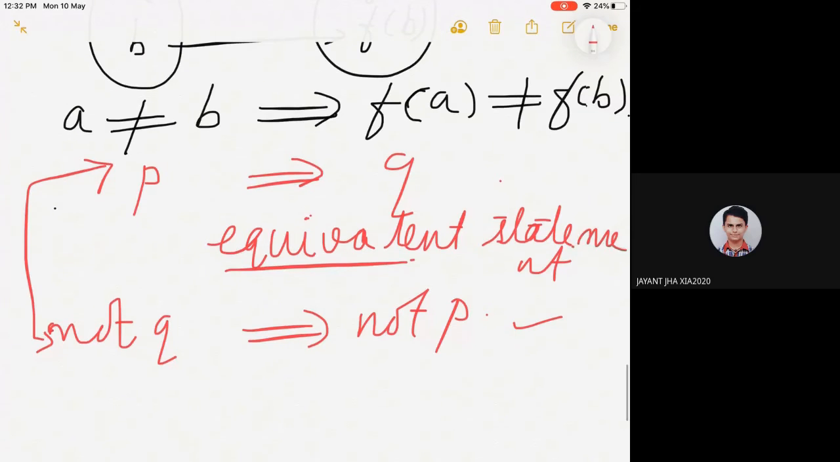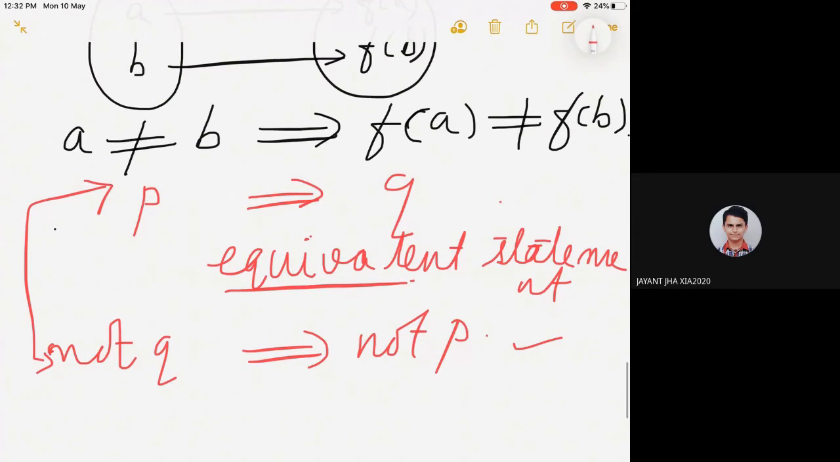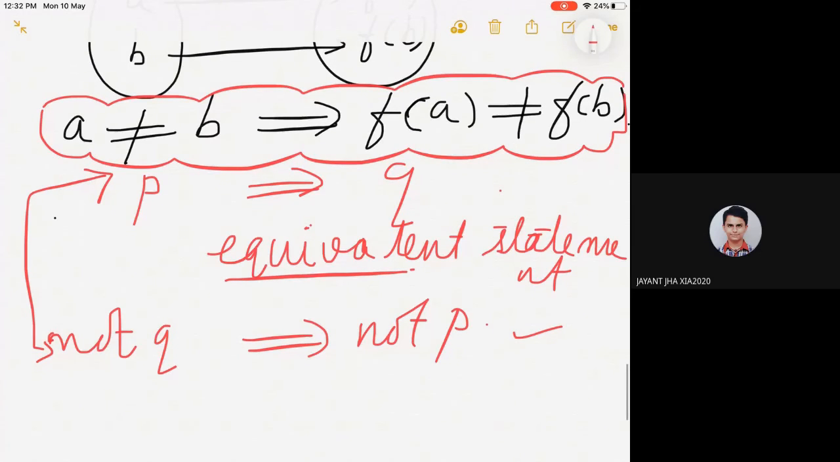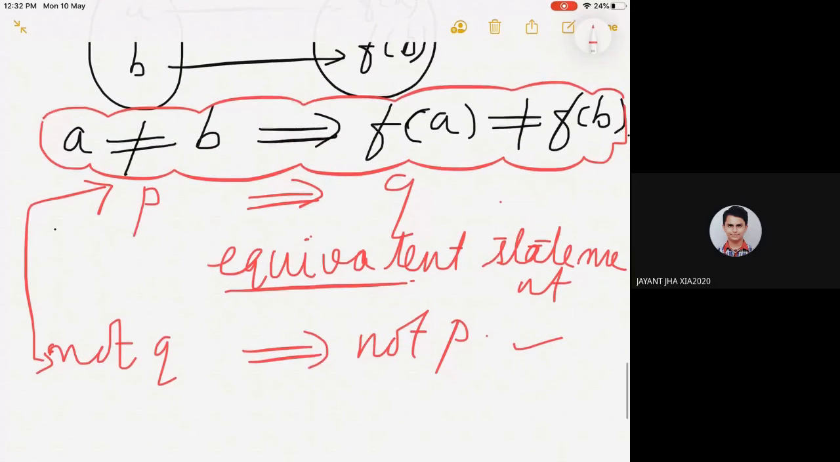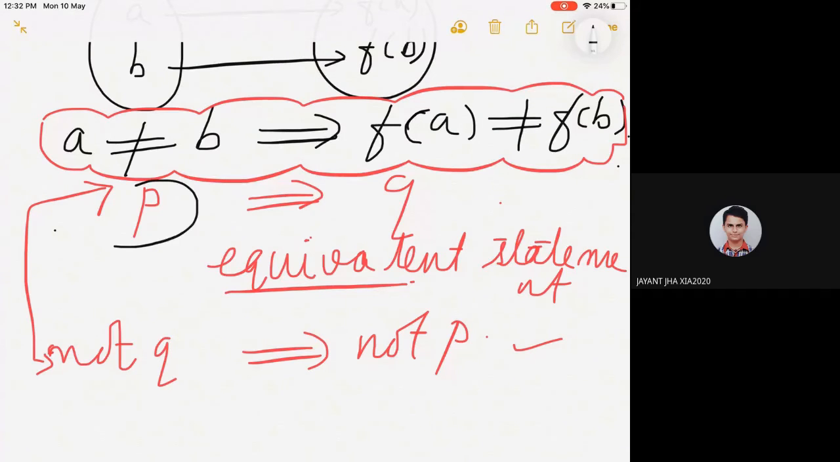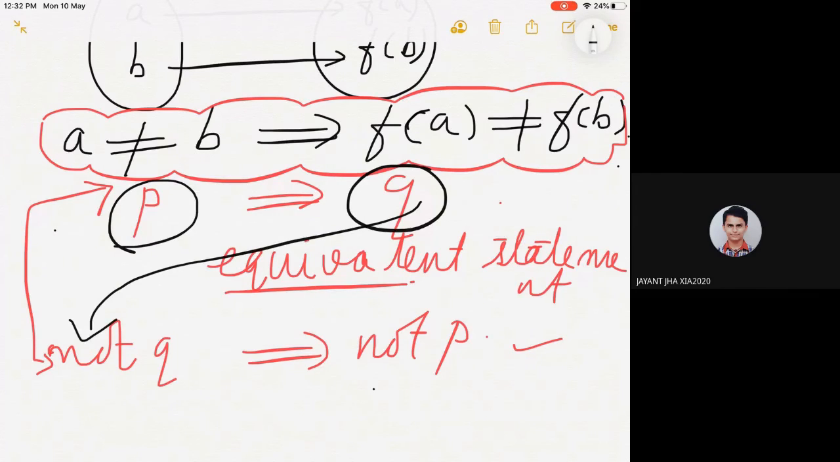So the actual definition of one-one, since it contains not equal to, we convert into this equivalent statement. And what will be the equivalent statement here? What you notice here is, children, when P implies Q, the equivalent statement just reverses: not Q implies not P.